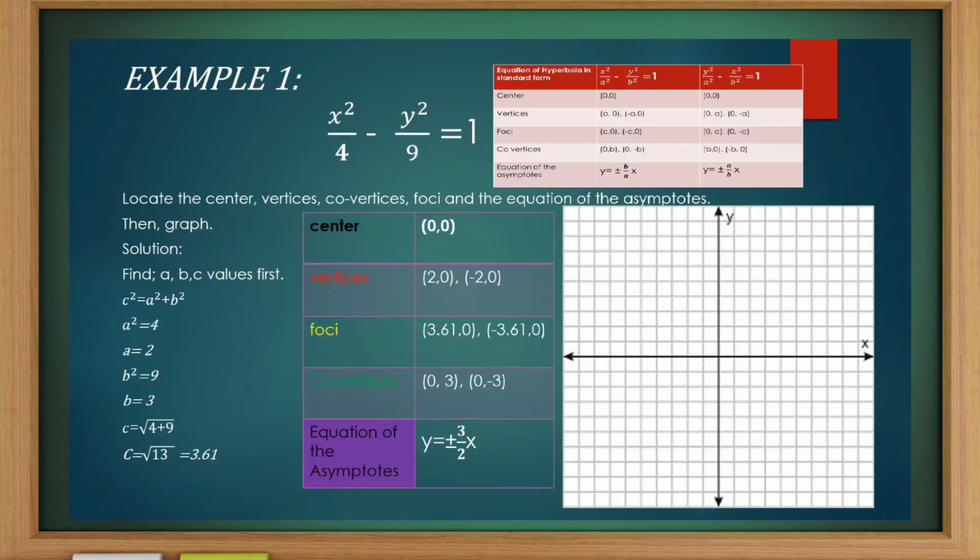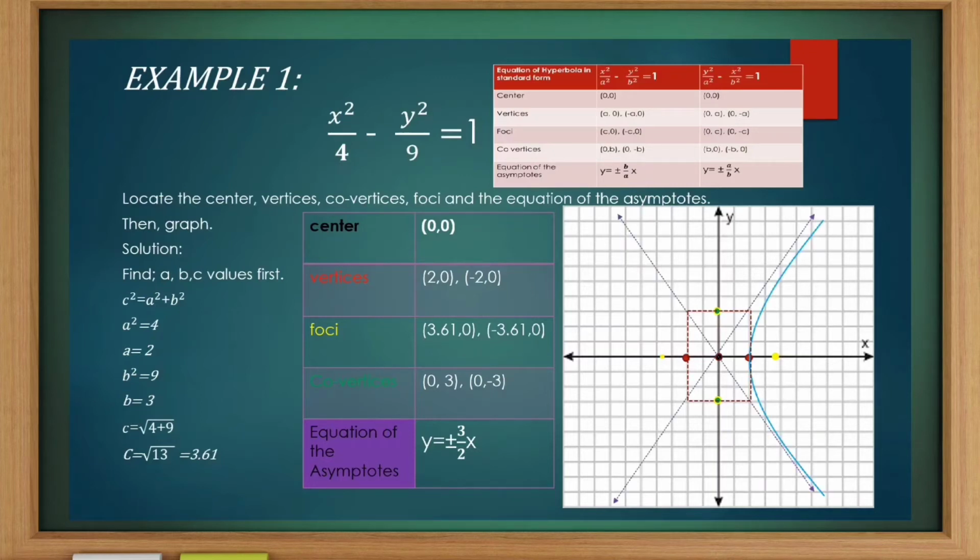Then make a table for the center, vertices, foci, co-vertices, and then the equation of the asymptotes. After looking at the values, let's graph. The center is at 0, 0, which is the origin. And then the vertices, foci, co-vertices, and then before we plot our line of the asymptote, we will use the central rectangle so that we can plot the asymptote properly, because the line of the asymptote will just pass through the edges of the central rectangle like this, in this one.